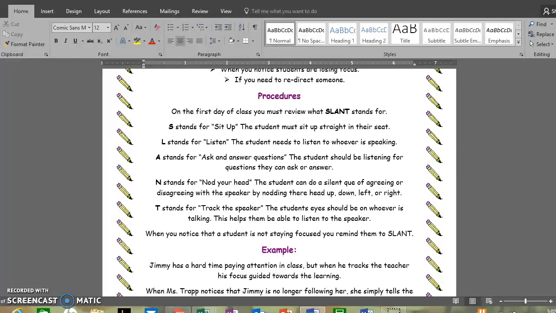It means that they can ask questions and answer questions, but they're listening to see if it's appropriate to do so. Nodding their head, they can go up or down, like, "Yes, I agree, I'm getting the information," or left or right, like, "No, I don't agree with that, but I'm still listening, I'm paying attention." Tracking the speaker is when the eyes are on whoever is speaking, and this helps them listen to the speaker because if your eyes are following the speaker, you're more likely to pay attention.